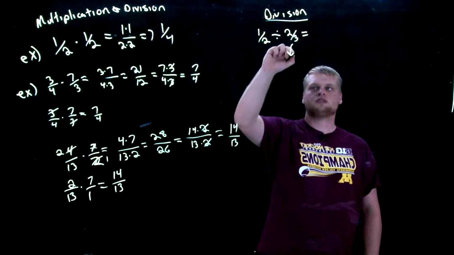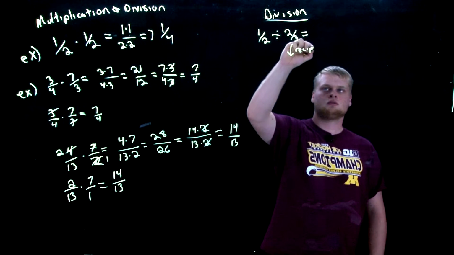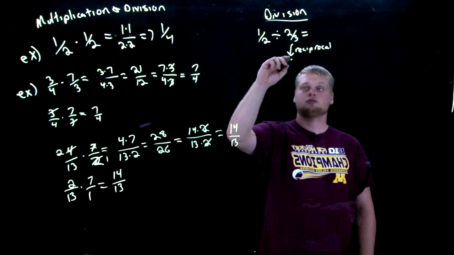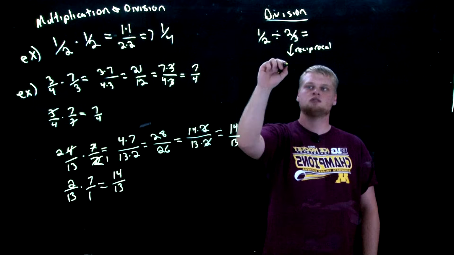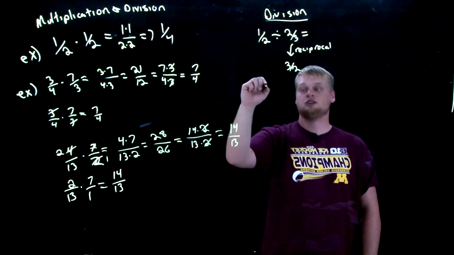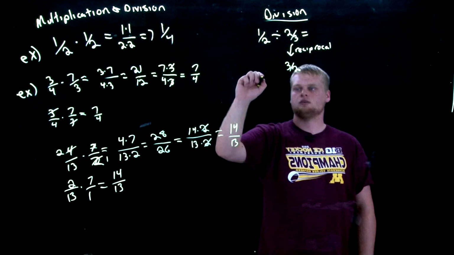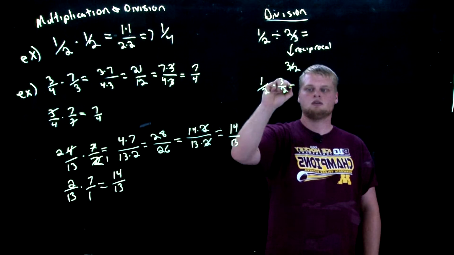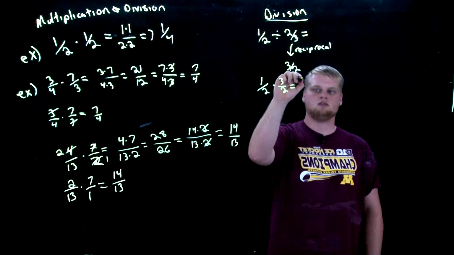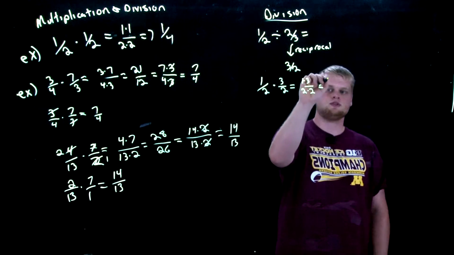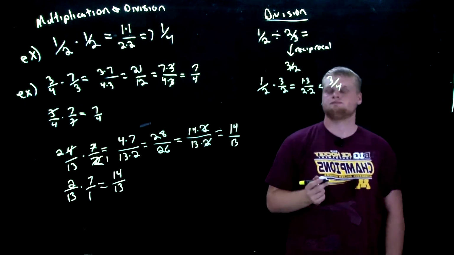Now, the way you get the reciprocal is by flipping the numerator and the denominator. So in this case, the reciprocal of 2/3 is 3/2. And so 1/2 divided by 2/3 becomes 1/2 times 3/2. And then you just multiply that together, and 1 times 3 over 2 times 2 gives you 3/4.